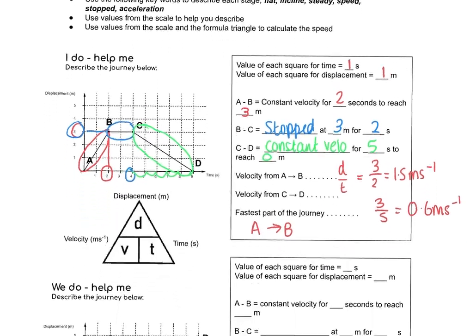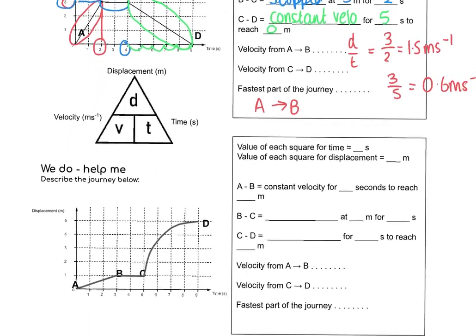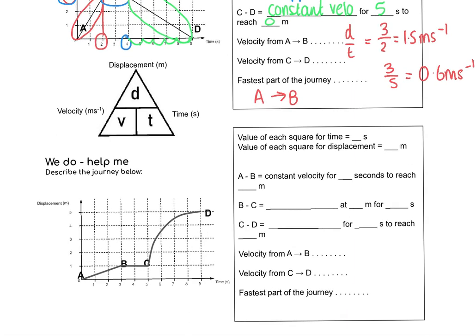Okay, moving on to our next graph. A bit less of this one has been filled in. Same thing, we're going to start with what's each square and what's for time and displacement, and it goes up in ones again. A to B is a constant velocity, and it's going to be for 3 seconds. So I'm just looking at where this B is, and I'm marking on our graph 3 seconds until it reaches 1 metre. My next segment, B to C, again, it's a straight line, so it's going to be stopped.